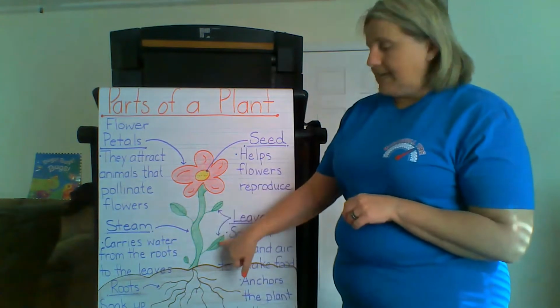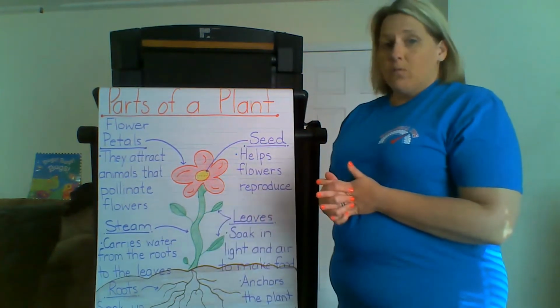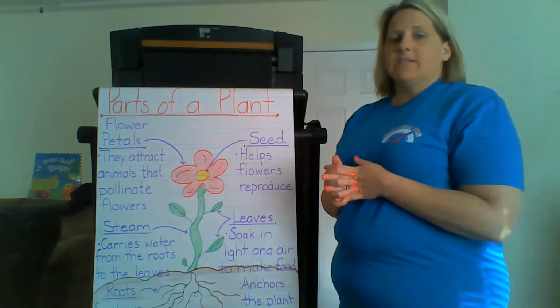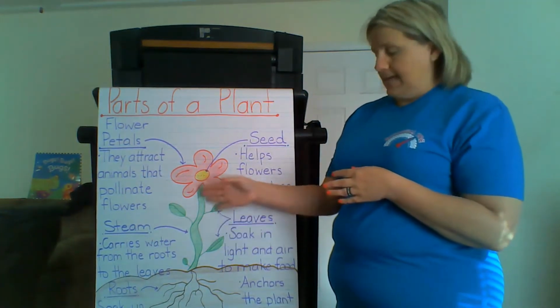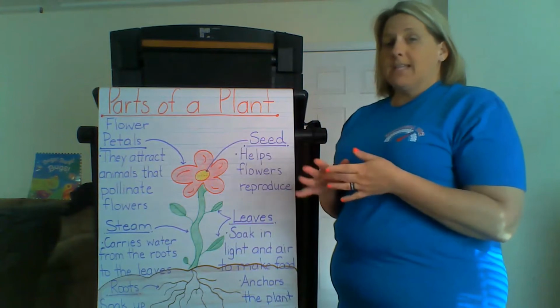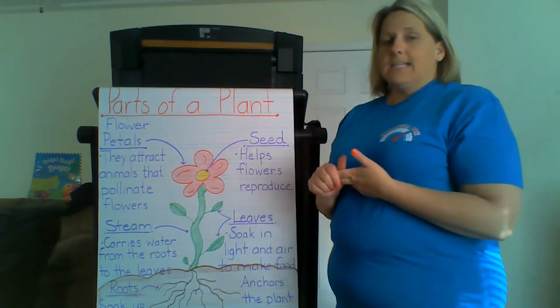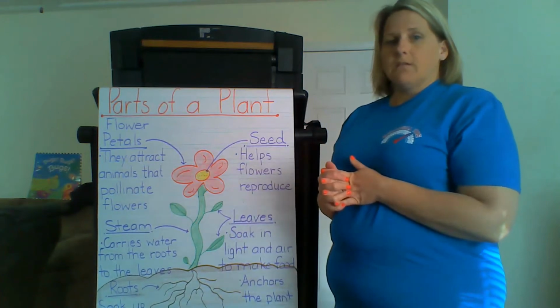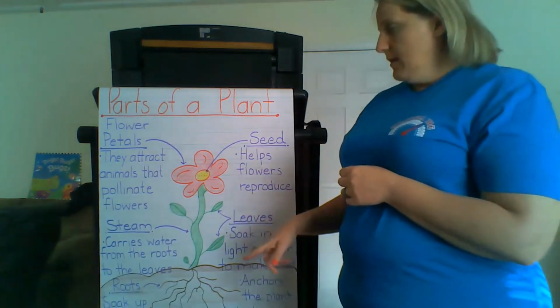Then we have the leaves. The leaves have a very important part. They help soak in the light, the sun, and the air to help make the food that the plant needs to grow. So a plant needs sunlight and it needs air to help make the food, so it needs food to grow.